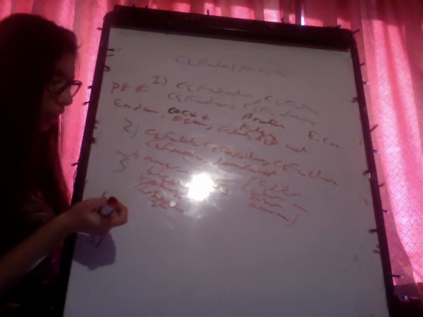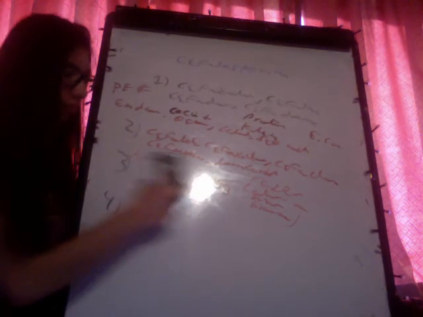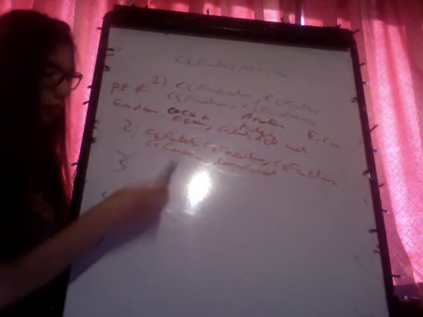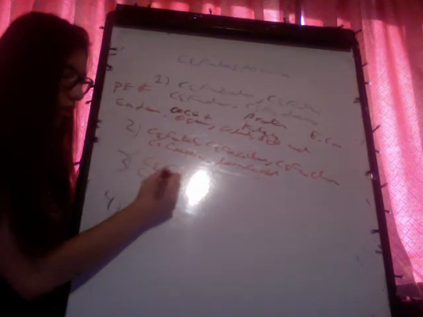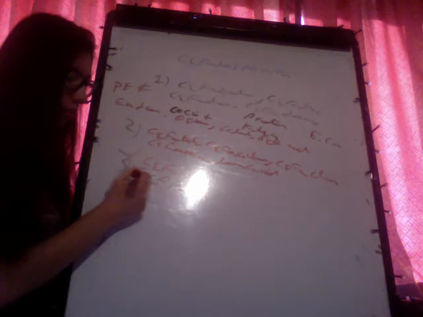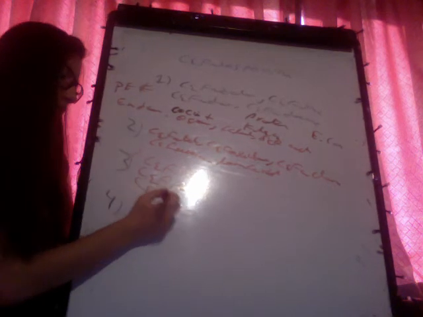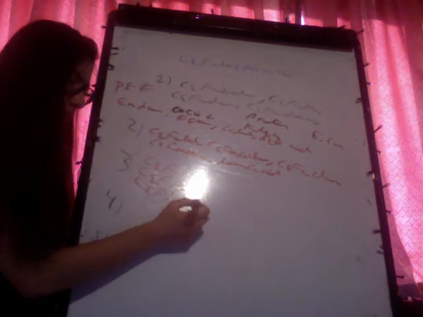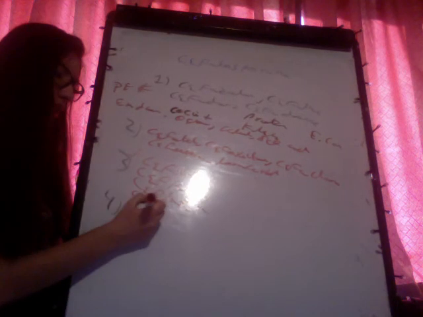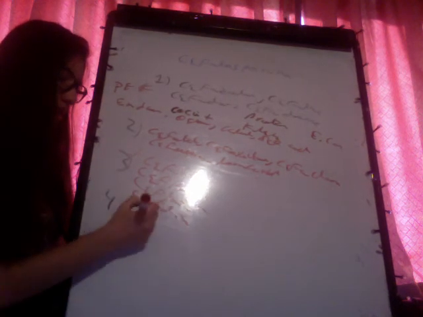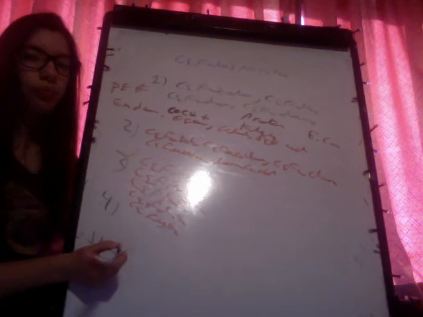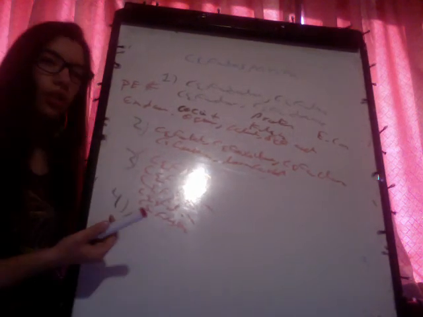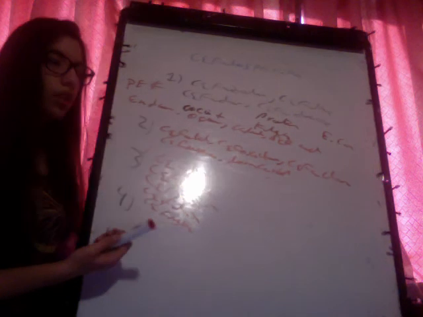Next, the third generation cephalosporins: ceftriaxone, cefpodoxime, ceftazidime, and cefdinir. Cefixime also. The most important are ceftriaxone, cefpodoxime, and ceftazidime.